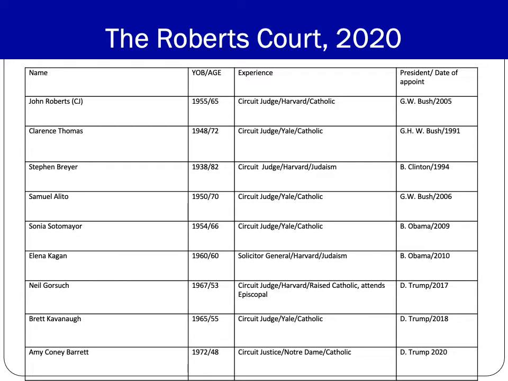And then this middle column shows you what their previous experience was. The vast majority of justices were circuit court judges, and so they served on the U.S. appellate courts. That's usually seen as a stepping stone to the Supreme Court. The only exception is Elena Kagan, who served as the Solicitor General. That's the top lawyer for the United States. So if the United States is ever a party in a case, they will be represented by the Solicitor General. And she was the Solicitor General under President Obama.